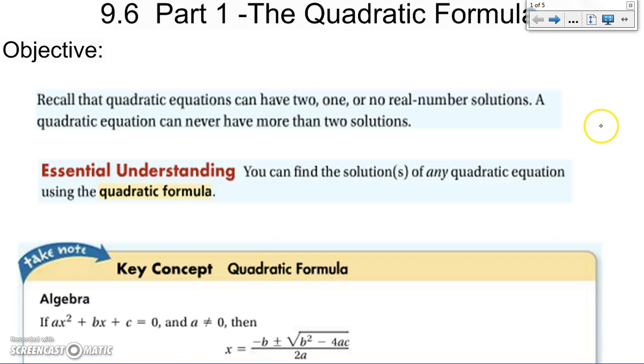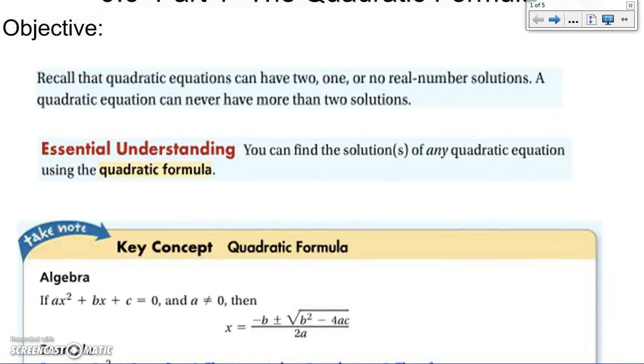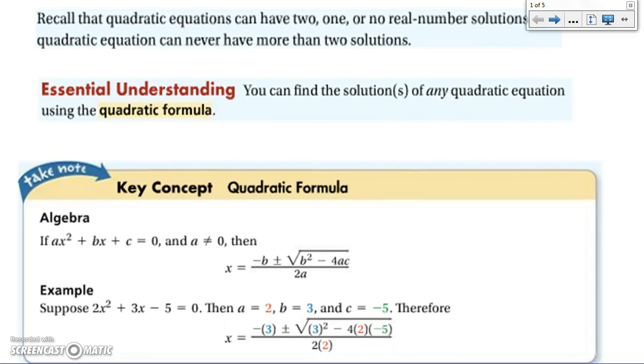Today we are continuing to solve quadratic equations. Remember that quadratic equations can have two, one, or no real number solutions. It can never have more than two solutions. So we have something called the quadratic formula that can help you solve any quadratic equation.